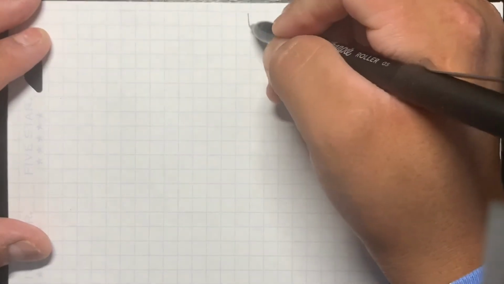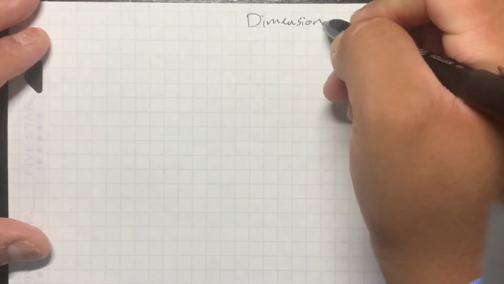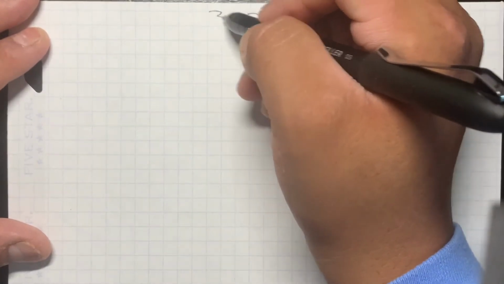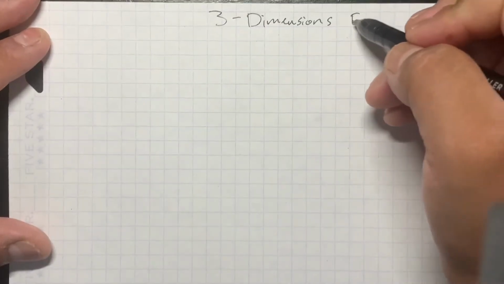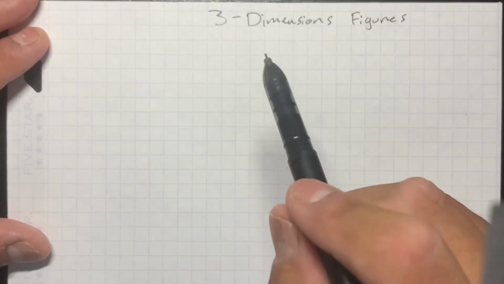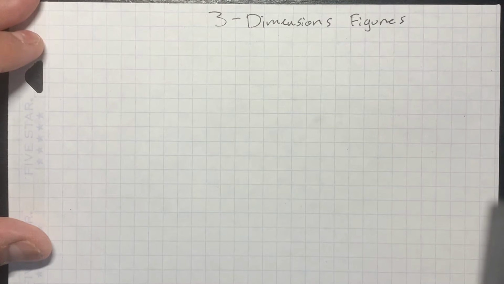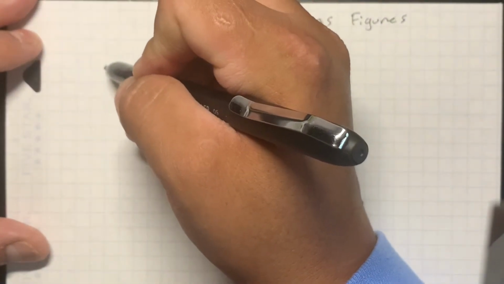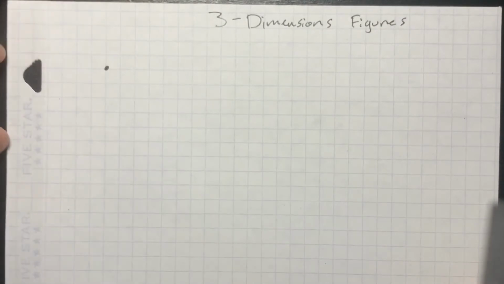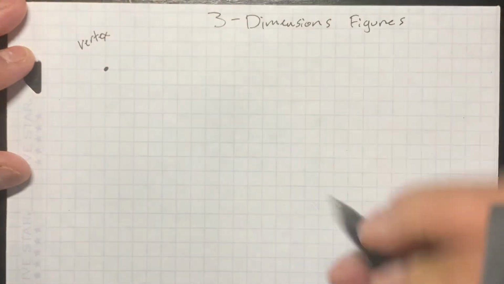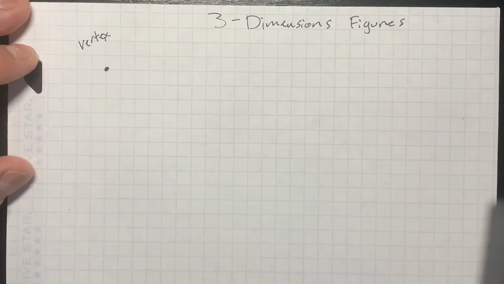Before we get into any of this, I want to talk to you guys about dimensions. For this 7.4 lesson, it's about three-dimensional figures. Now, in order to understand three-dimensional figures, you first have to understand what two-dimensional figures are, what one-dimensional figures are, and zero-dimensional figures. So, I'm going to go ahead and put a dot right there. That dot is called a vertex. And vertex was one of your vocabulary words for this lesson.